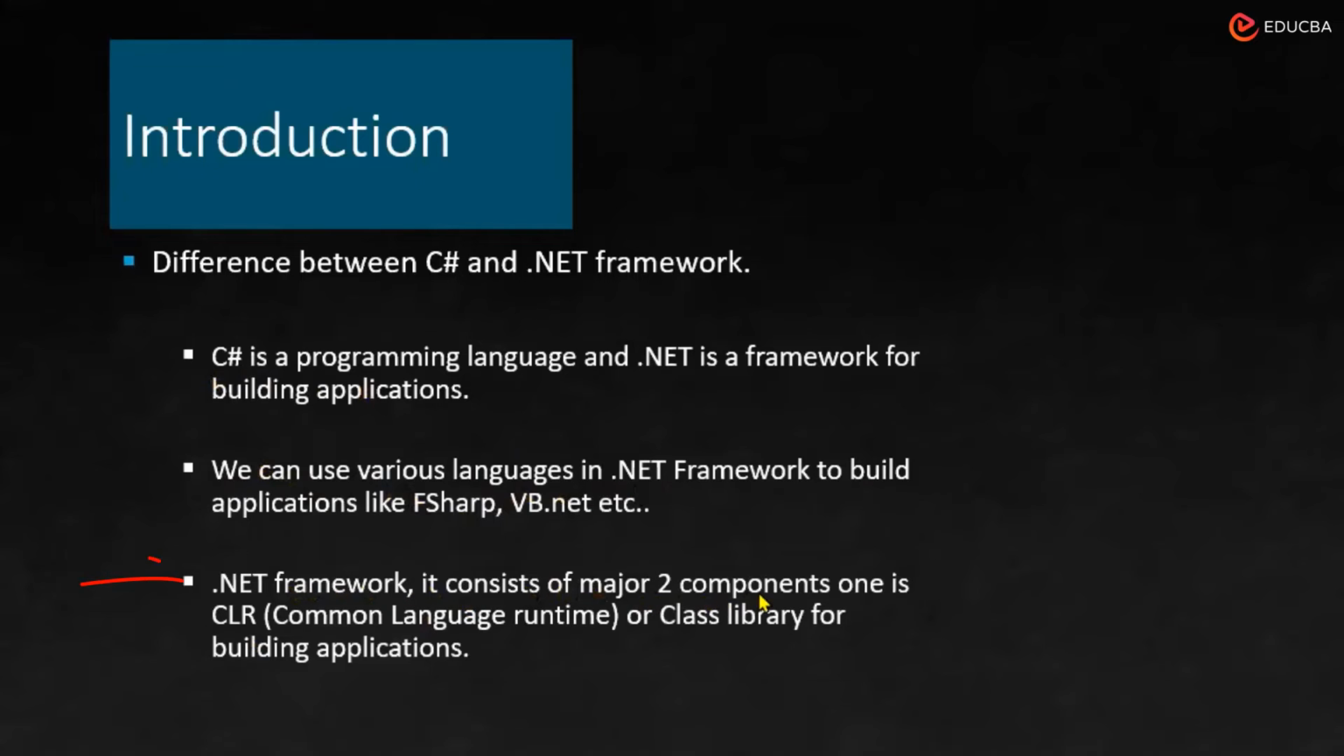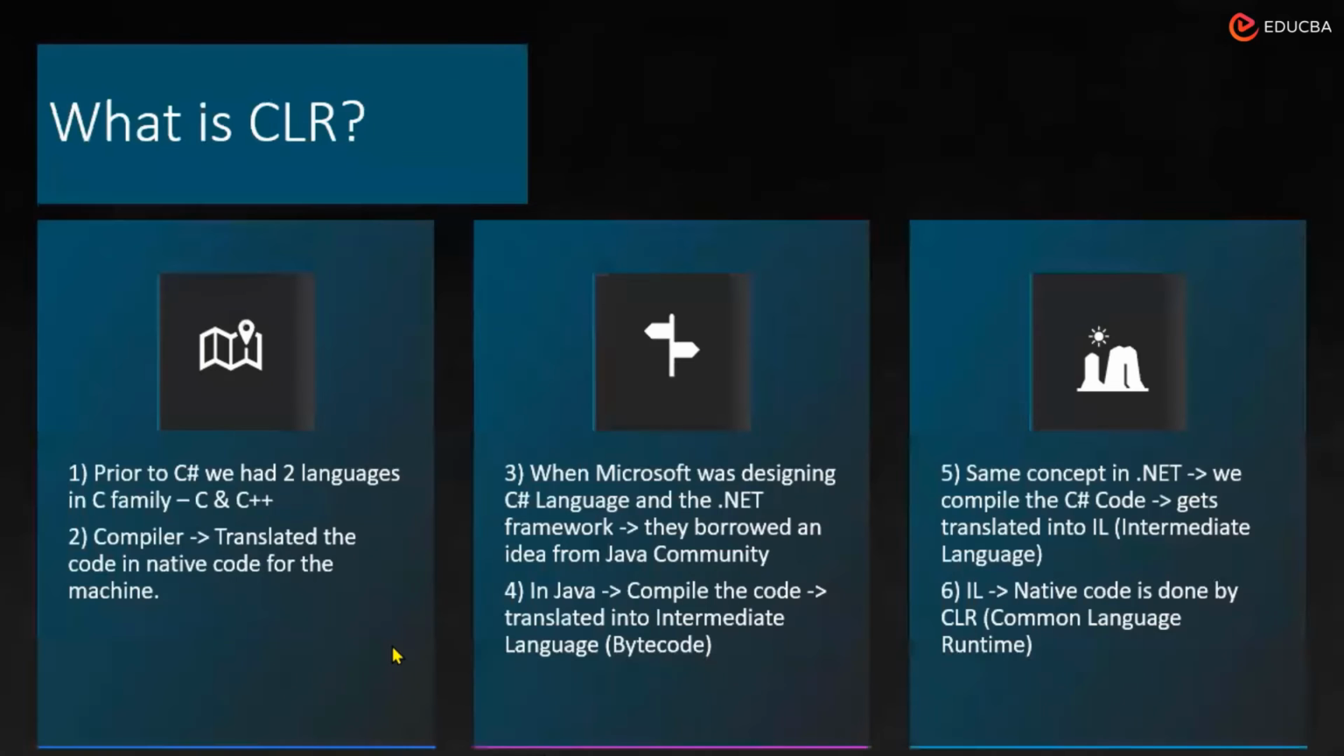Now there are two major components in the .NET framework. One is the CLR, and the other is your class libraries, which can be used for building the application. So we'll see what is CLR, and we'll also see what are class libraries. Let's move on further. As we had told, prior to C#, we had two languages, C and C++. The compiler used to translate the code into native code for the particular machine.